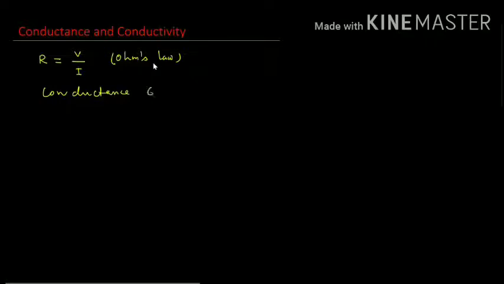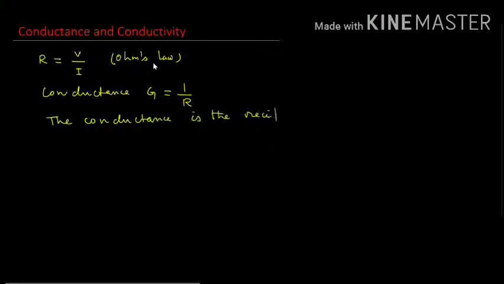So conductance, that is G, is the reciprocal of resistance. G is equal to 1 by R.